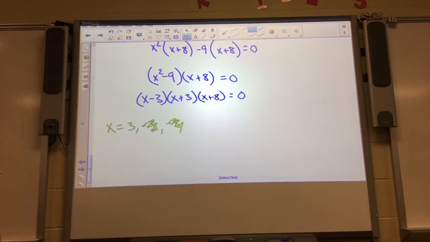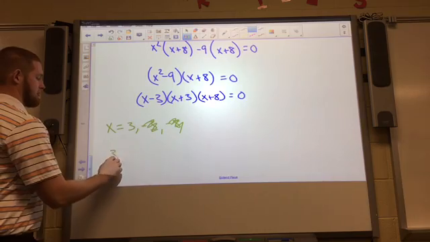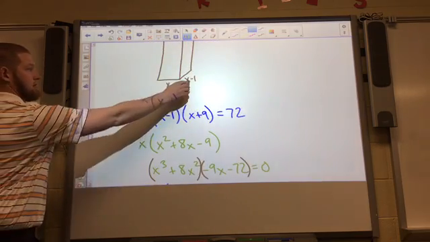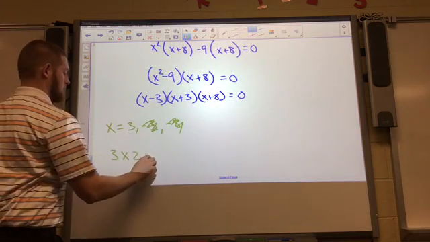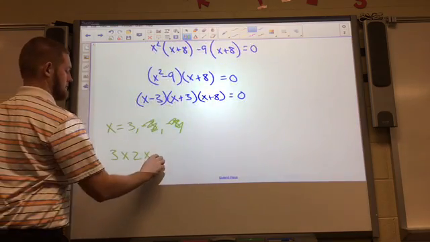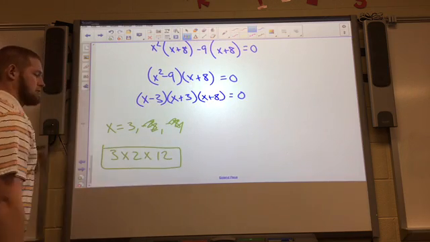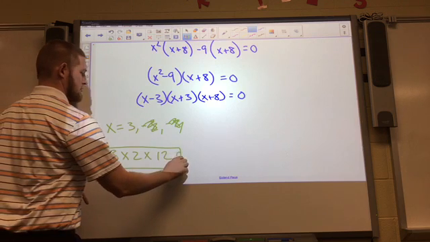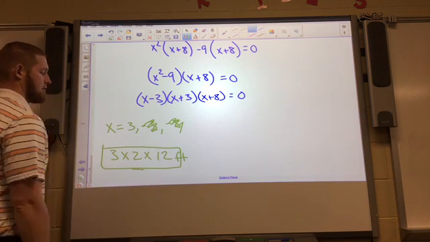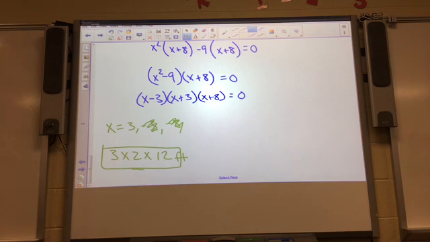So my side length must be what? Okay, so it must be 3 by 2 by 12 feet, right? That would be the dimensions of your figure. Okay. Questions on that one?